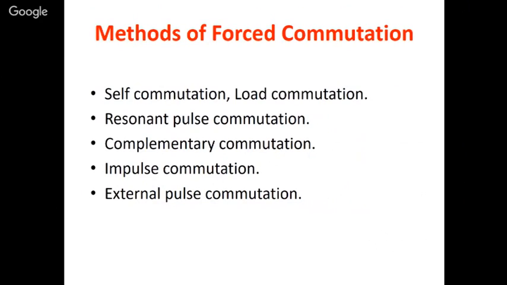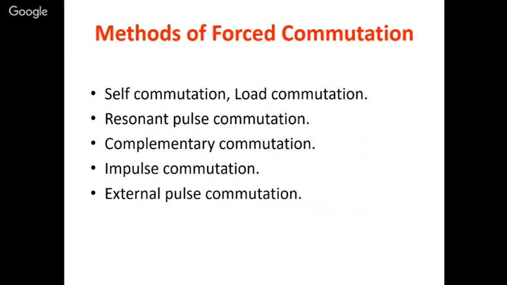Commutation is achieved by reverse biasing the SCR, reducing the SCR current below the holding current. Commutation elements such as inductors or capacitors are used for this purpose. The methods of forced commutation are self commutation or load commutation, where you use a resonating load. When it is resonating, the voltage or current will automatically cross zero, so the thyristor turns off. Resonant pulse commutation is where you use an inductor and send a current, a resonating circuit is formed, and that inductor sends a current against the thyristor and turns it off. Then complementary commutation, where one thyristor is used for turning off the other thyristor.